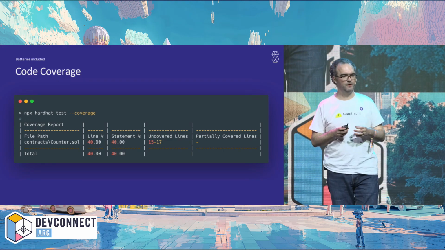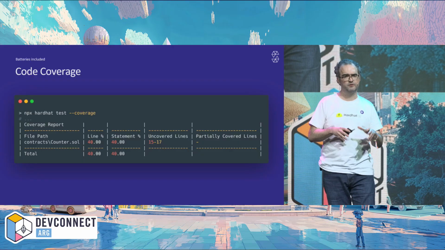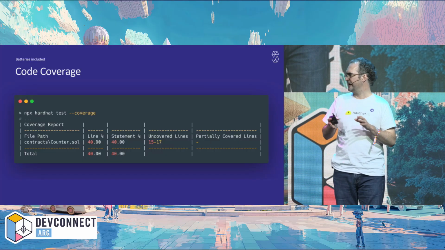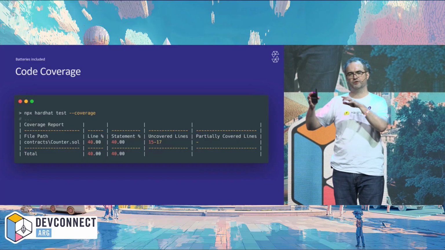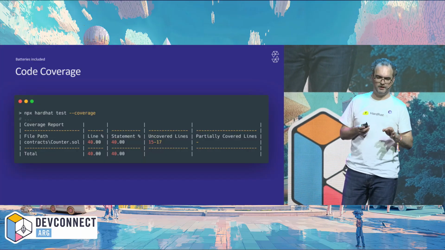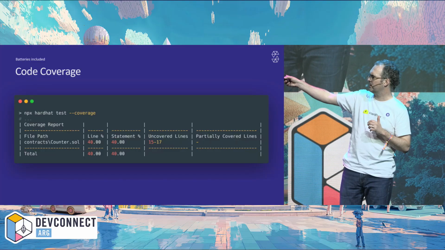Hardhat retains its philosophy of extensibility. The plugin API has changed to create ESM support, but it's as powerful as ever. We have made the call, though, to take a more batteries-included approach, so some features that were in plugins have now moved into core. One such example is code coverage. So code coverage is now built in. You just need to pass the --coverage flag.